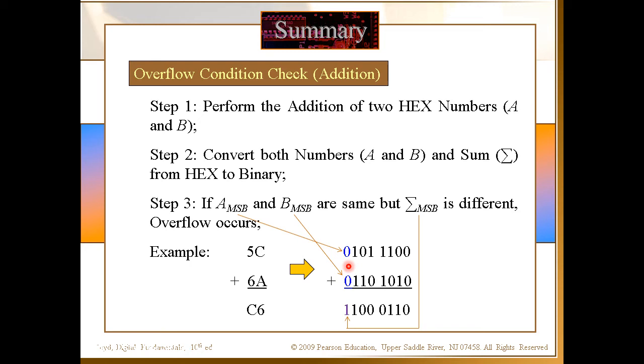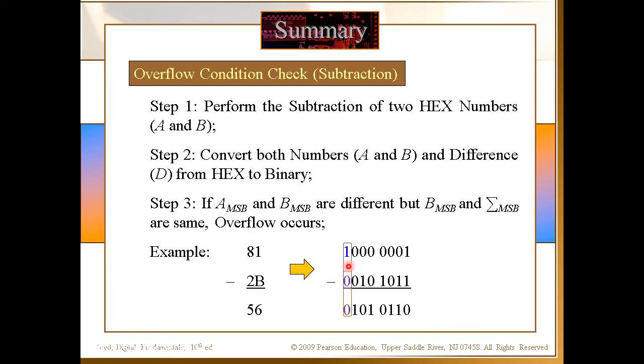Let's look at some example for subtraction. We pretty much have similar steps. I'm using two numbers here, 81 and 2b. We'll be subtracting those two numbers. Those are given in hex. Once we subtract, we get 56. I converted those numbers in binary at the right side.